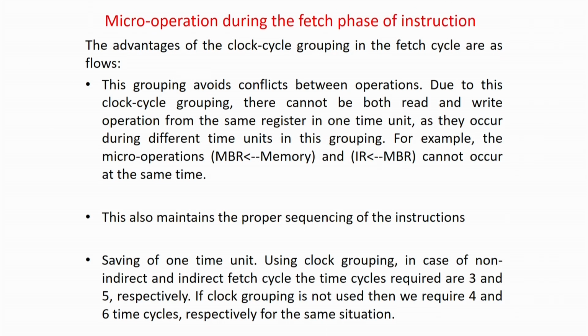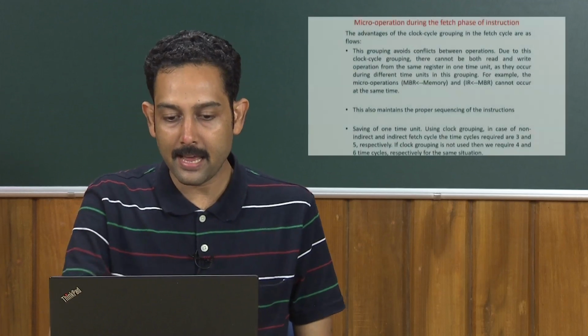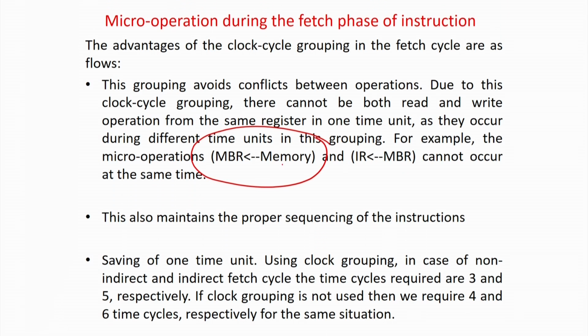So, what I was telling you is that we are writing in this slide what the dependencies are, for example, memory to memory buffer register and instruction register to the memory. We cannot put these 2 micro instructions together, because first the memory value will go to the memory buffer register, and after some time from the memory buffer register it will go to the instruction register. You cannot merge these 2. So, you have to have a proper sequencing.